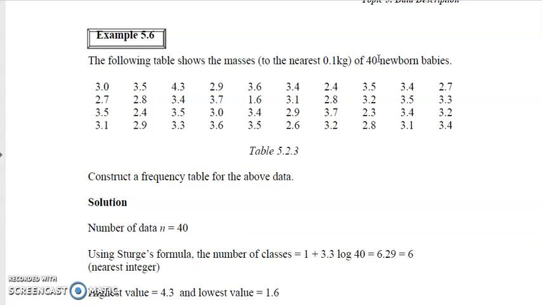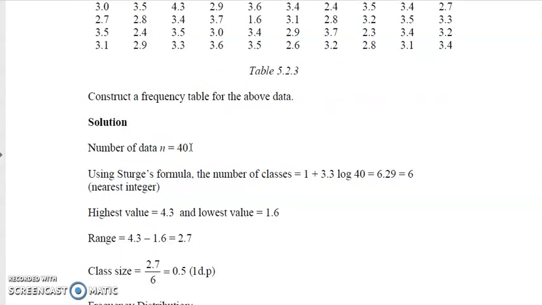By looking over here, we have 40 newborn babies, with weights of 3.0 kilo, 3.5 kilo, and so on. There is a lot of data, so we are going to construct a frequency distribution table. We know the number of data, n, is 40. Using Sturge's formula, this is the first step: we determine a suitable number of classes.